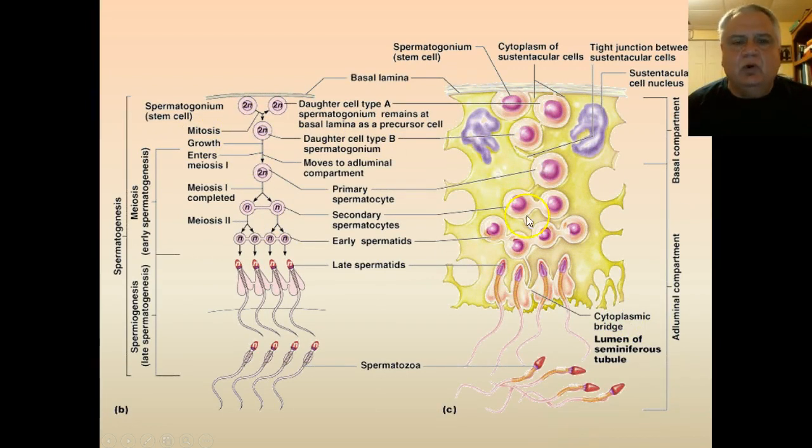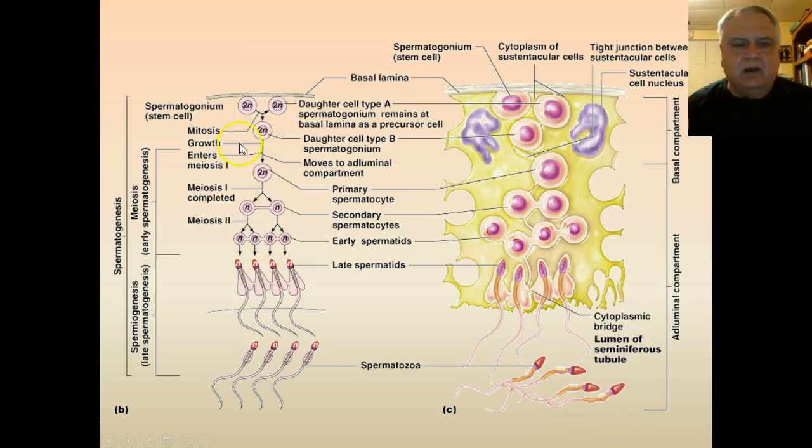Okay, so here's a diagram that we're going to use throughout this process to talk about each one of these sets of events. In this diagram, this might be the wall, the external wall of the seminiferous tubule. And down here, this would be the lumen of the seminiferous tubule. And these are cells attached to the external wall of the seminiferous tubule. These are called spermatogonial cells. These are stem cells. Remember that stem cells are relatively undifferentiated cells that can go on to become specific cells.